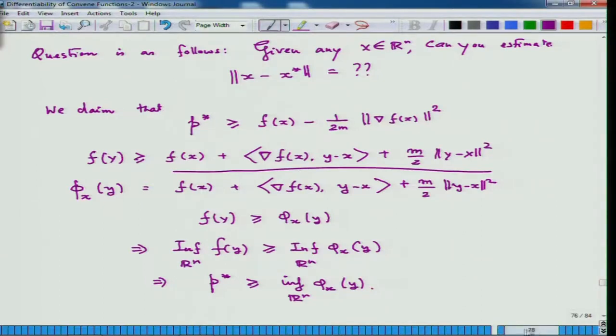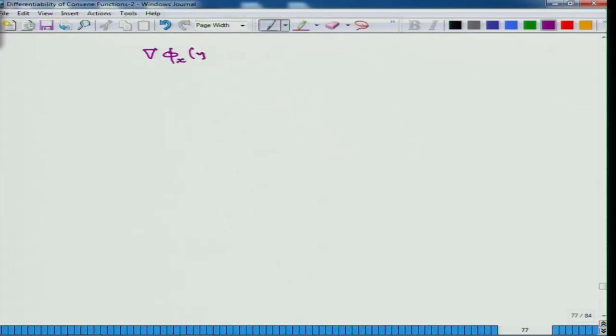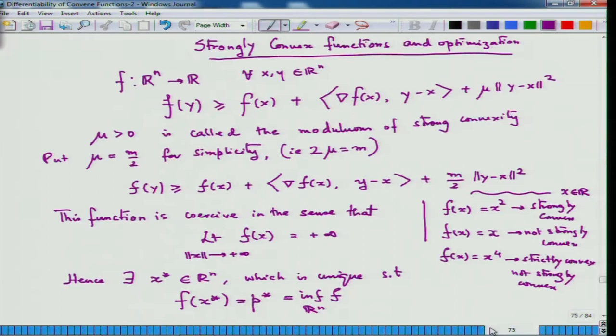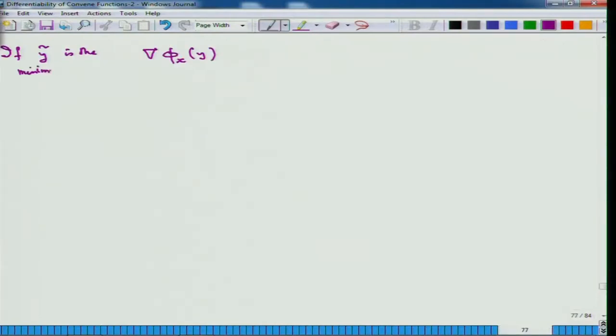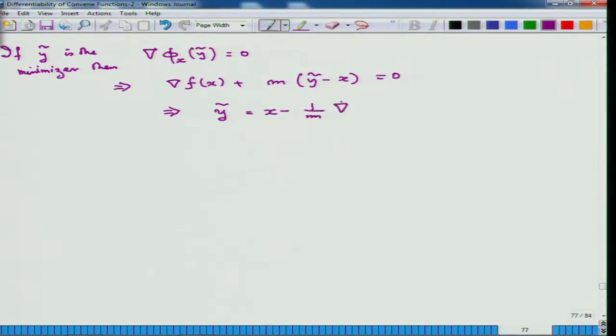So, what I would do is to optimize the function phi x y by taking the gradient with respect to y. If y tilde is the minimizer, and there will be a minimizer because this function is strongly convex, just in the same sense, there will be a minimum of this function. Let y tilde be that minimizer. Then the gradient of phi at y tilde is 0. So, this would imply immediately, you take the gradient. See, now the 2 goes off, it makes the calculation look easier. So, this would simply tell me that y tilde is equal to x minus 1 by m grad f x.